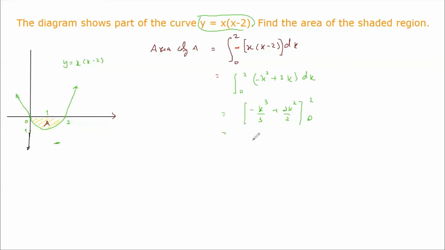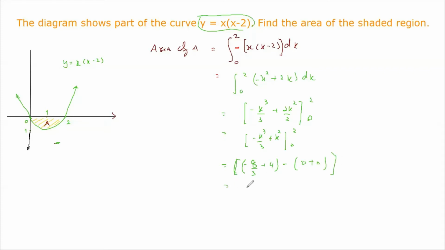And then we have minus x cubed over 3 plus x squared. Okay. Then you know how: just replace with 2 first and minus 0. So this one is going to be a big bracket here. Minus 2 power 3 becomes 8 over 3. Plus 2 power 2 becomes 4. And then minus, replace 0 in this one. So the whole thing becomes 0, correct? 0 plus 0.